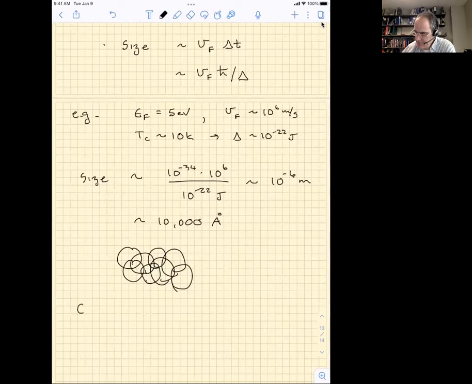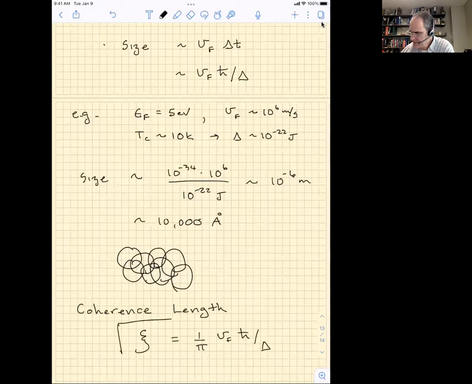Finally, I should mention that normally people speak of a coherence length in superconductors. The coherence length, ξ, is just 1 over pi times the thing that we were alluding to a moment ago. So it's 1 over pi times v_F ħ over delta. And we'll have reason to bring in the coherence length again in a few minutes.